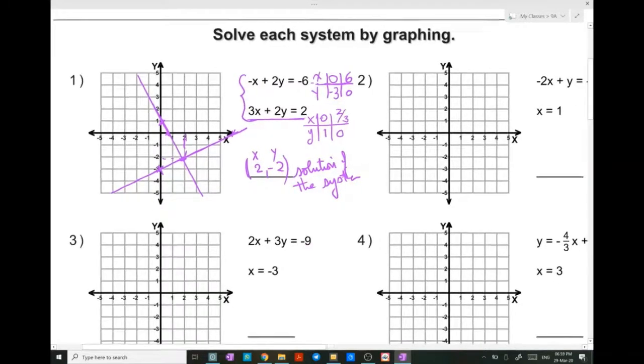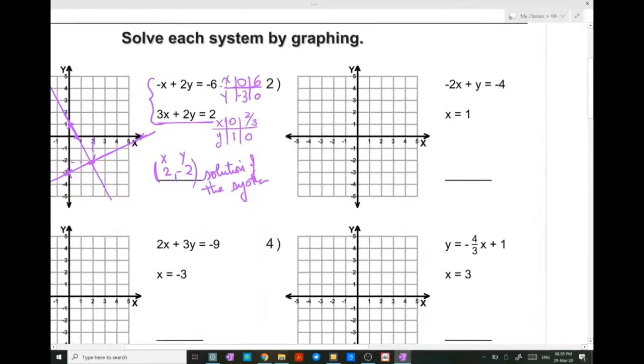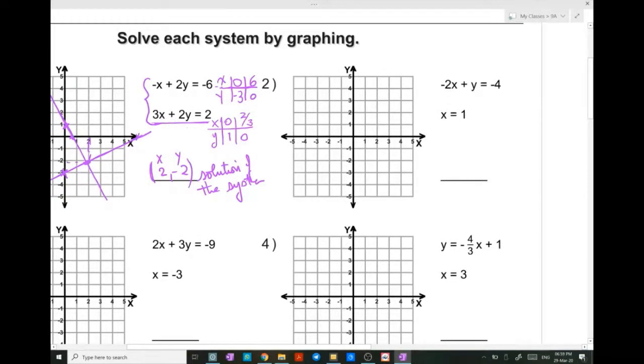In number 2, we have the equation x equals 1, and we know that the line x equals 1 is represented by the line parallel to the y-axis intersecting the x-axis at 1. So this is the line x equals 1. Remember that the y-axis has equation x equals 0.